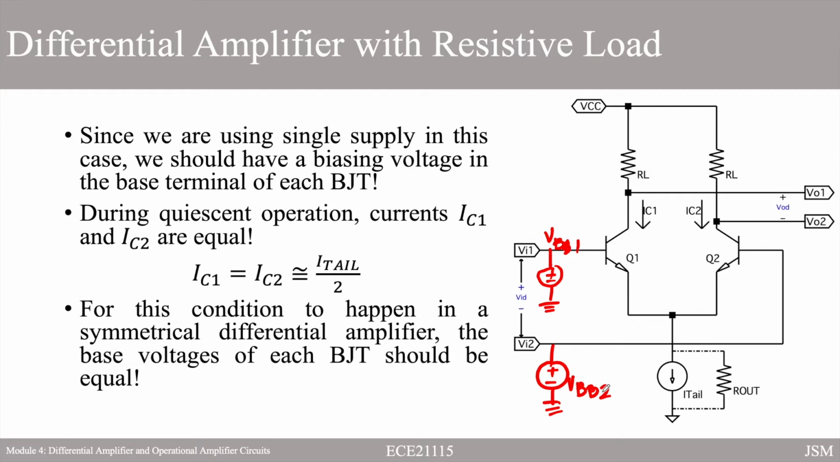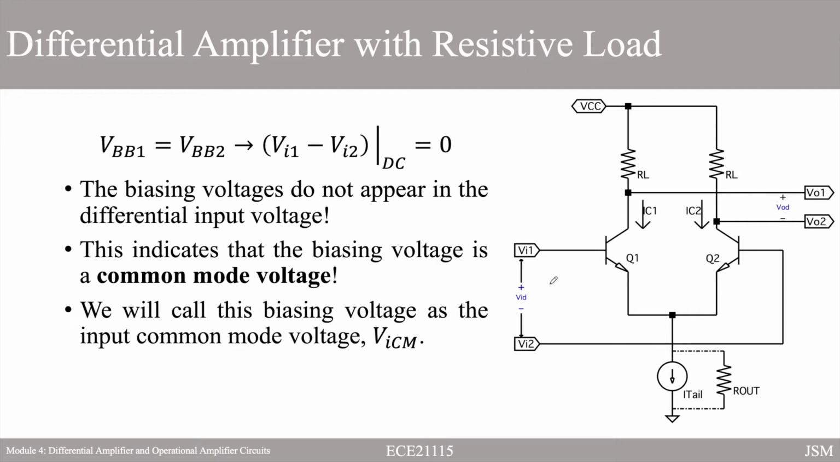So, ang hint dyan is titignan natin yung current sa IC1 and IC2. Sabi natin kanina, at quiescent operation, dapat IC1 is equal to IC2. So, ibig sabihin, dapat yung VBE1 is equal to VBE2. If VBE1 is equal to VBE2, ibig sabihin nun, the biasing voltages VBB1 and VBB2 are equal po. So, makikita natin dyan, kapag equal si VBB1 and VBB2, pag bineasure natin yung differential voltage between I1 and I2, makikita natin siya ay 0.